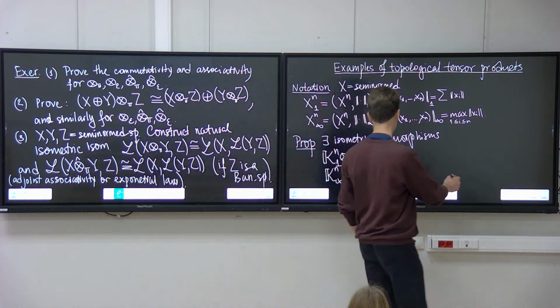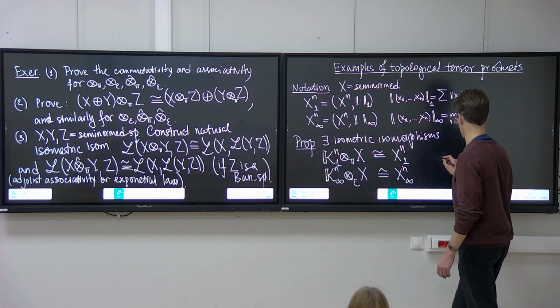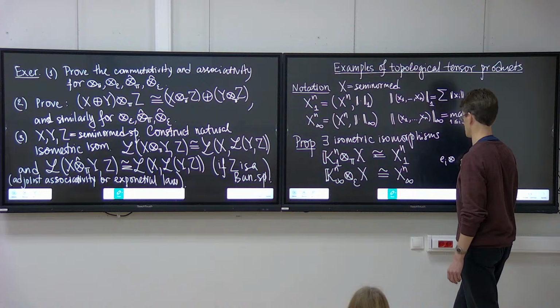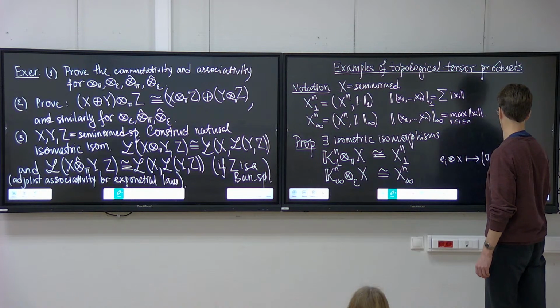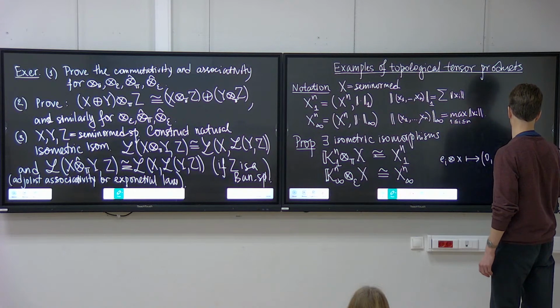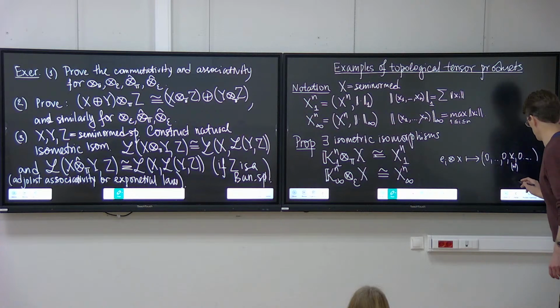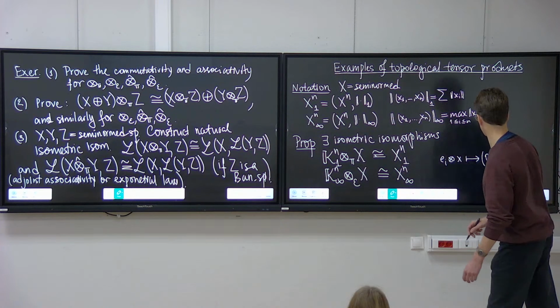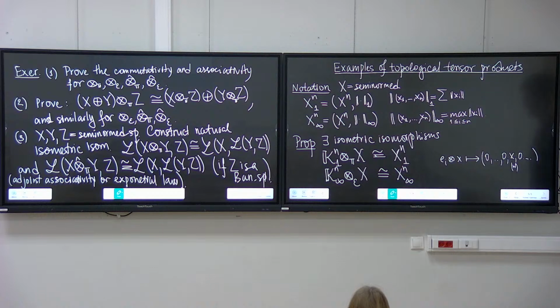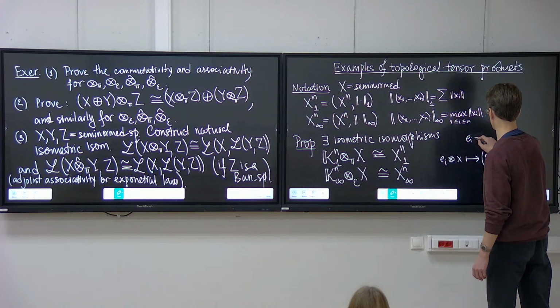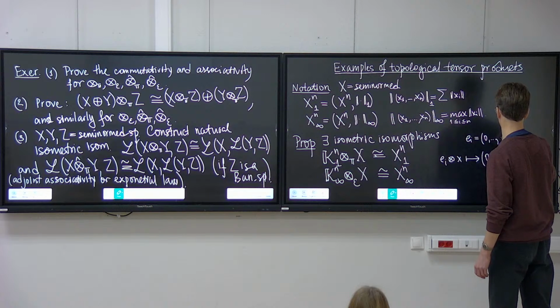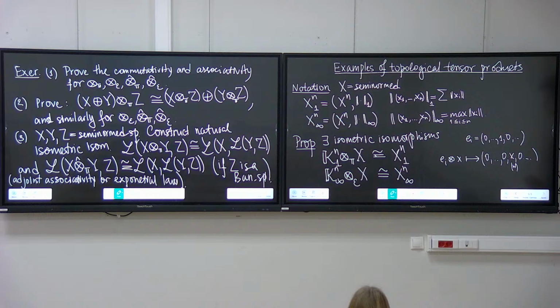Explicitly, these isomorphisms take each elementary tensor of the following form, e_i tensor x, to the n-tuple where we have x in the ith slot and zero elsewhere. Here by e_i, I denote the ith element of the usual basis of K^n.